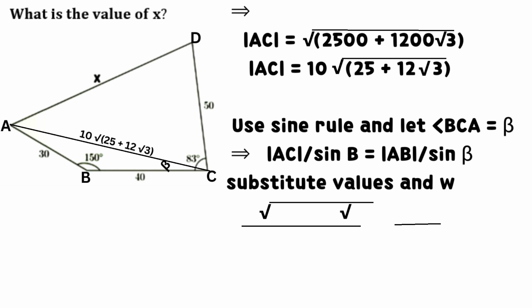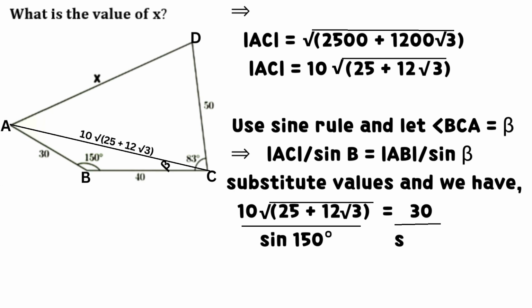equals the product of 10 and the square root of the sum of 25 and 12 times the square root of 3. Use the sine rule and let angle BCA equal beta. It follows that line AC divided by sine B equals line AB divided by sine beta. Substitute values and we obtain a new equation as shown on the screen.